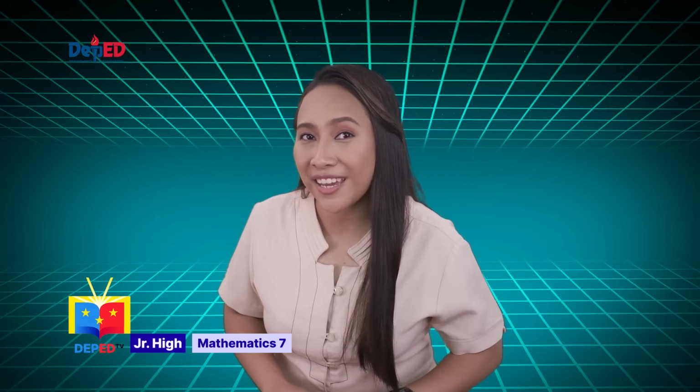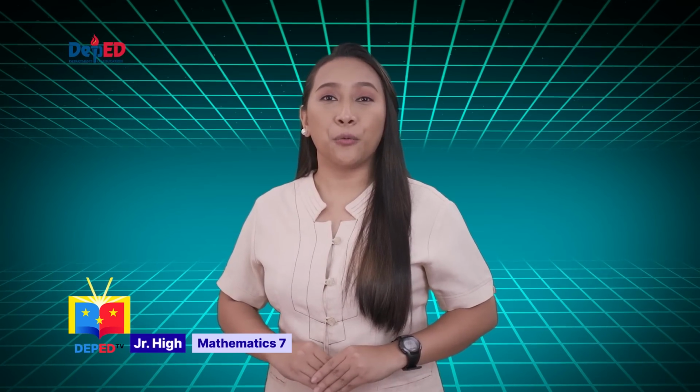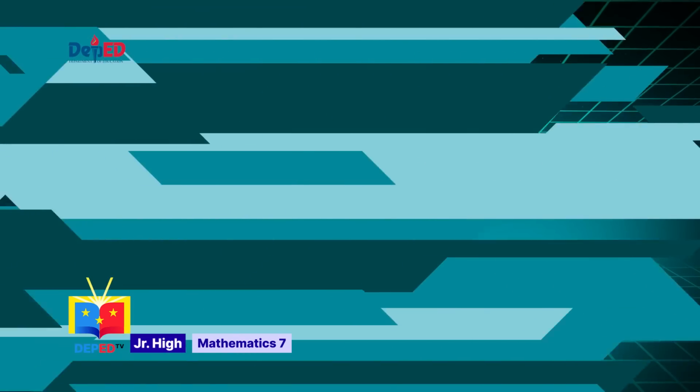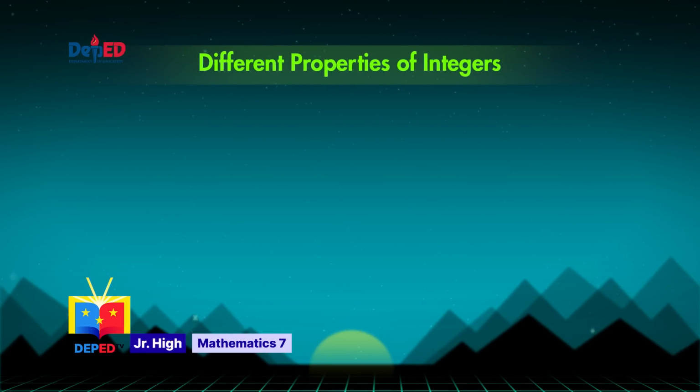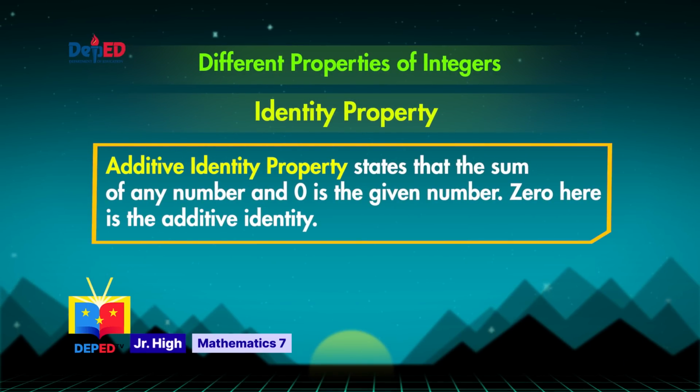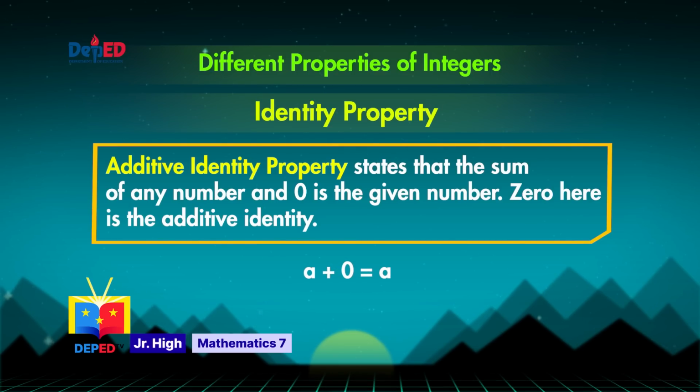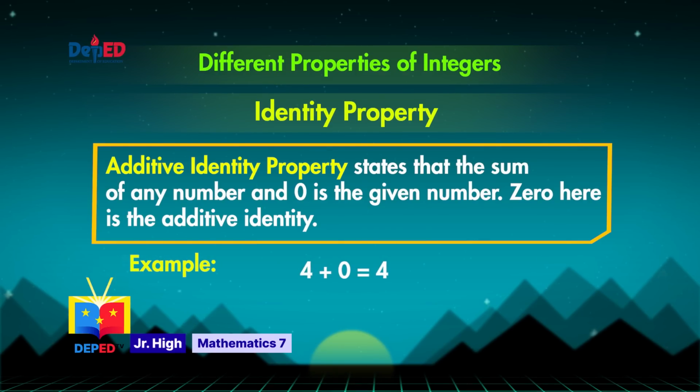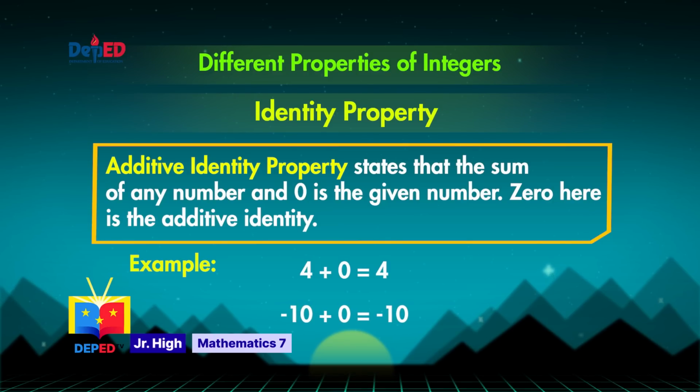Are you still with me? Now, we will discuss the last two properties on operations of integers. The additive identity property states that the sum of any number and 0 is the given number. 0 here is the additive identity. For example, 4 plus 0 is equal to 4. -10 plus 0 is equal to -10.